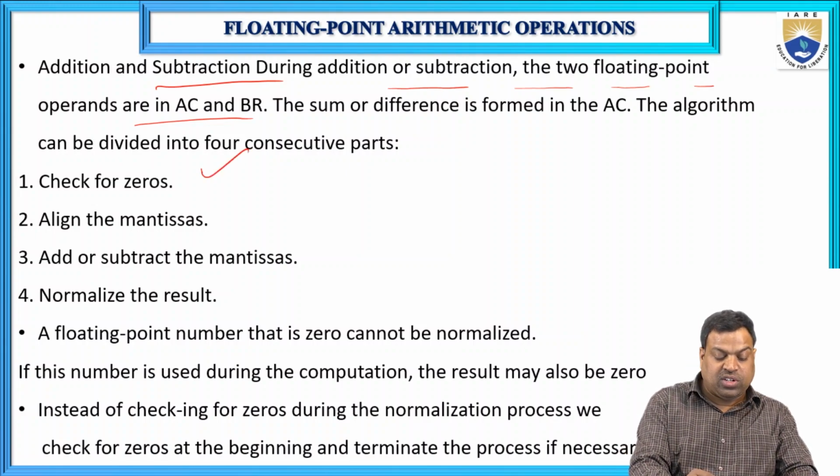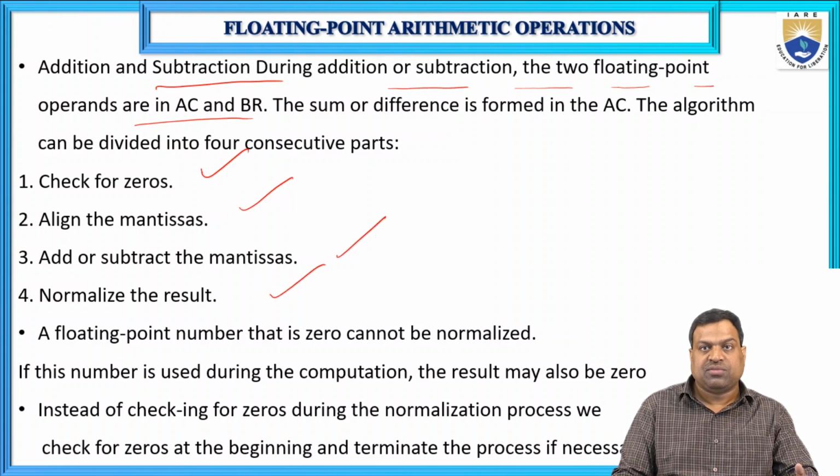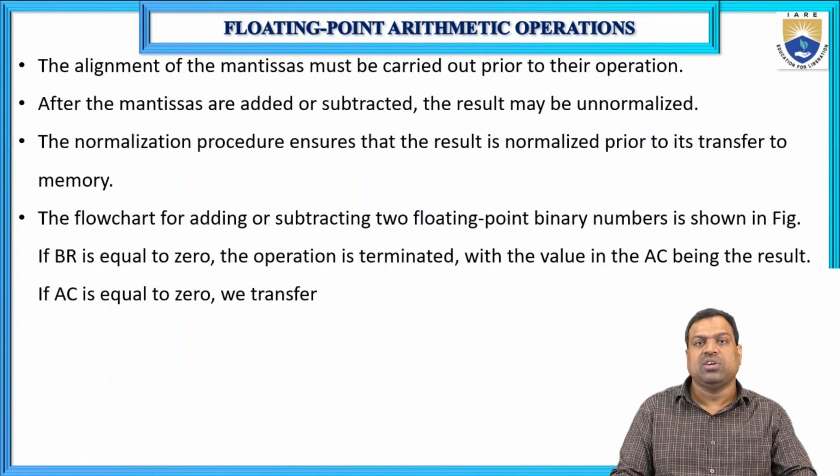First is check for zeros, align the mantissa, add or subtract the mantissa, normalize the result. These are the four conditions. The alignment of the mantissa must be carried out prior to the operation. After the mantissas are added or subtracted, the result may be unnormalized. The normalization procedure ensures that the result is normalized prior to its transfer to the memory.